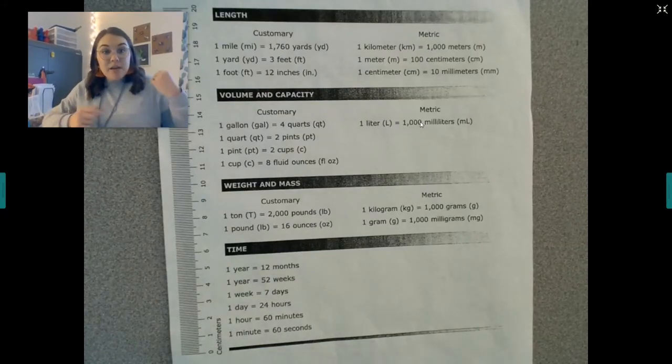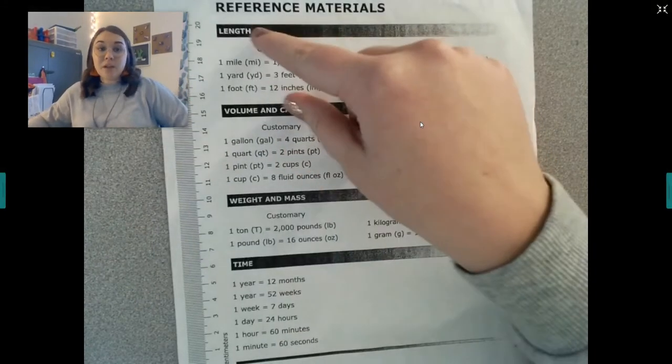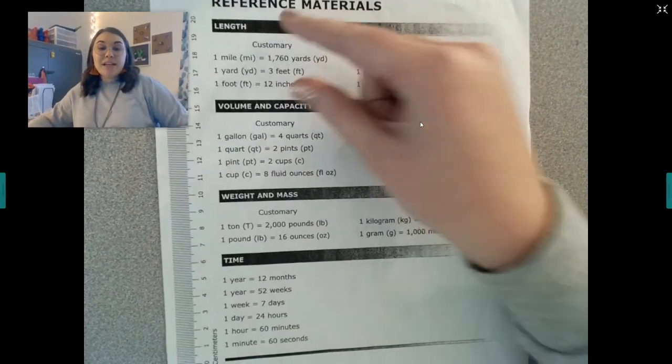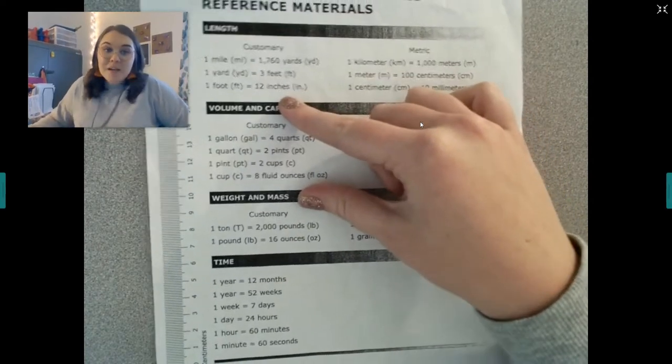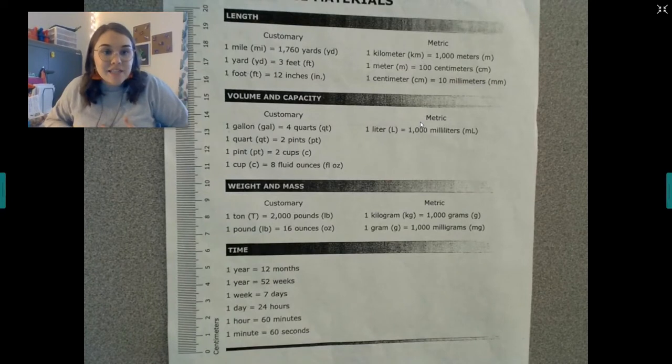Now, yesterday we learned about the customary system and we talked about specifically length. So today we're going to talk about volume and capacity with the customary system. Now, the customary system is what you're used to. It's what we measure things in here in the United States.